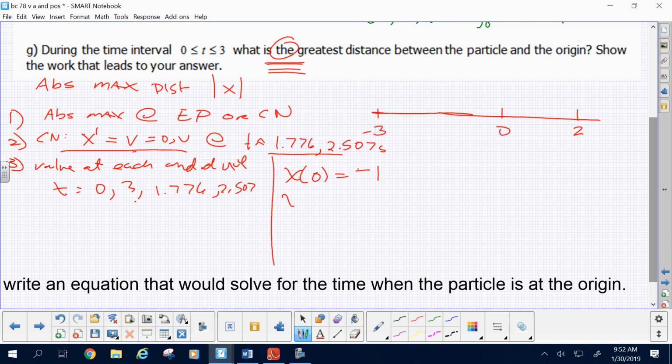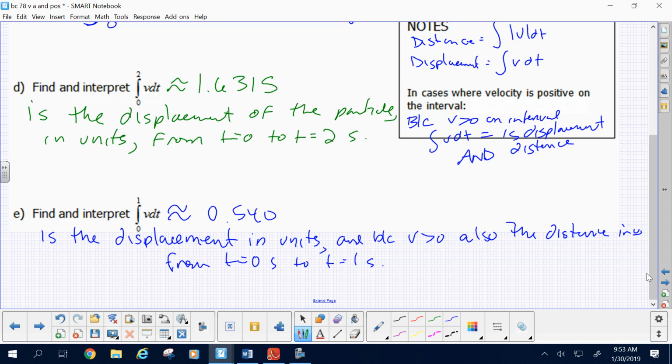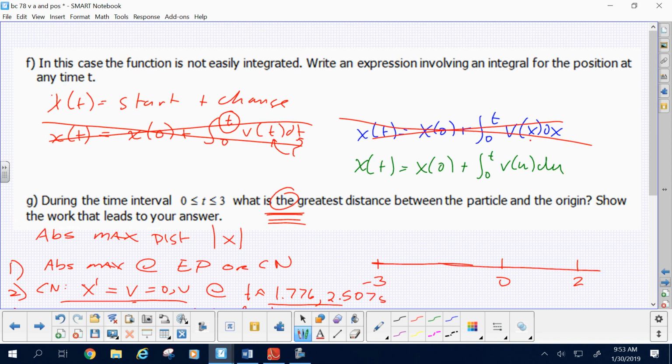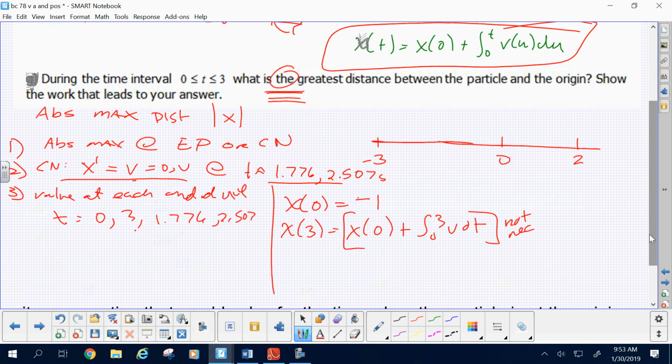I could say, hey, X at 3 is the starting position plus the change in position. And if nowhere in my previous work had I said this is how I'm going to find position, then I would have to say that. But this is not necessary because in the previous part, I said this is how you find position. So it's established. I have a formula for finding all positions. You don't have to show the work on that. People assume you use this to find your X values.